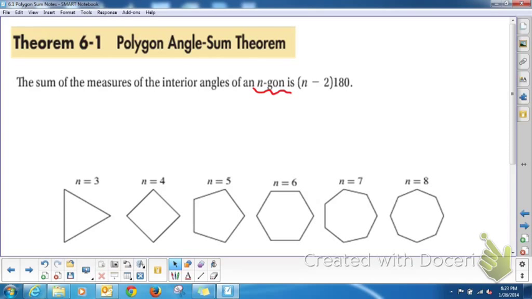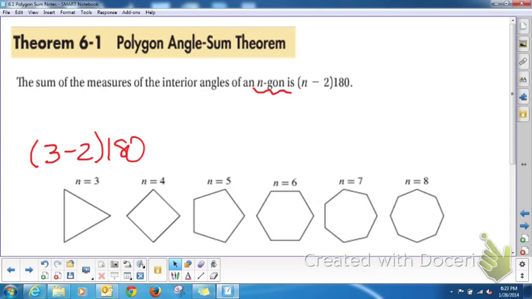So all of these shapes down here all represent polygons. N is the number of sides. So for this first one, just watch. You don't need to write this down if you don't want to. The number of sides, 3 minus 2 times 180. You already know this, that every triangle has exactly 180 degrees in it. You could do this for any of these, and we're going to explore this through a few examples.